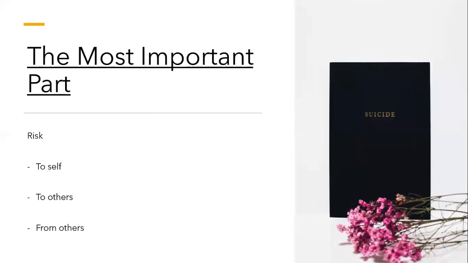When you're doing a risk assessment, we have to think about the different risks that are present. So there'll be risk perhaps to the person themselves. There could be risk to others if they've expressed thoughts of hurting other people. Or there could be risks from other people. Are they vulnerable to exploitation due to their mental health problem?